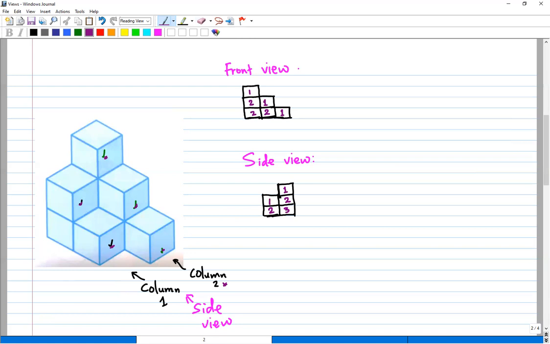Okay. Now let's talk about the top view. Top view. And now let me erase this one.